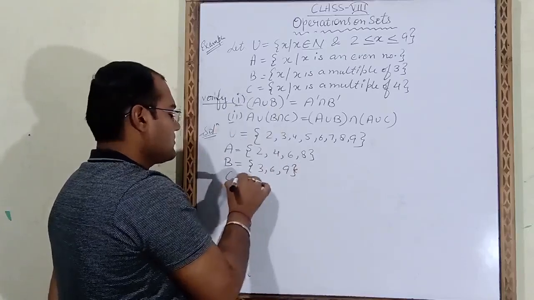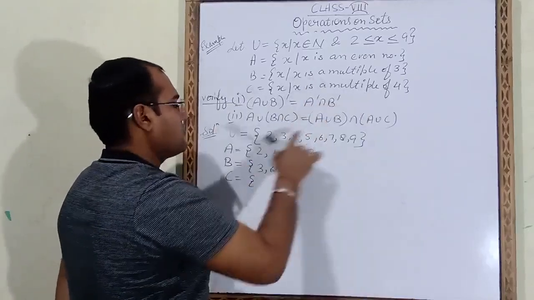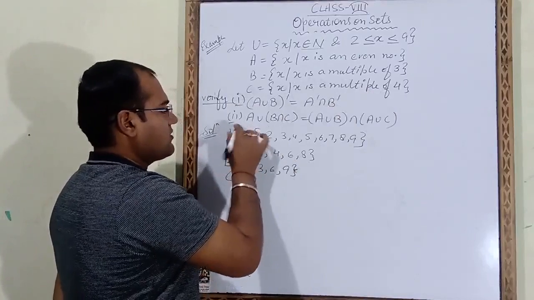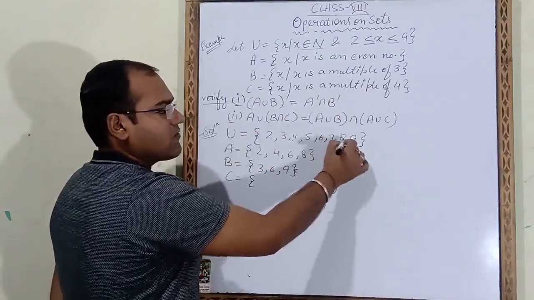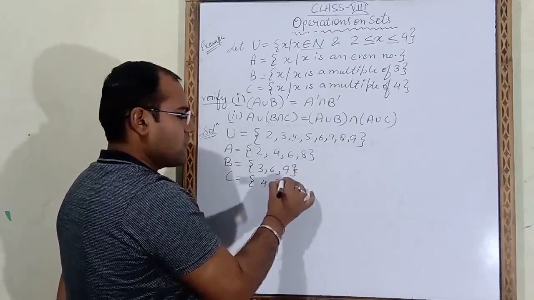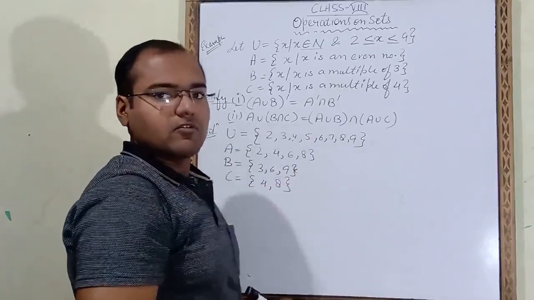C. We have to write multiples of 4. So in the universal set we have to check which elements are multiples of 4. 4 is a multiple of 4, and 8. So only 2 elements are there which are multiples of 4.